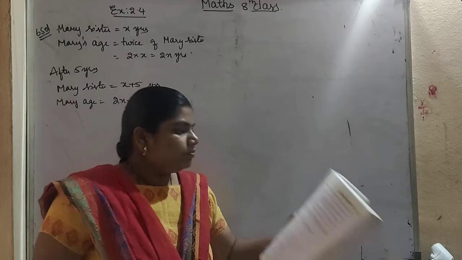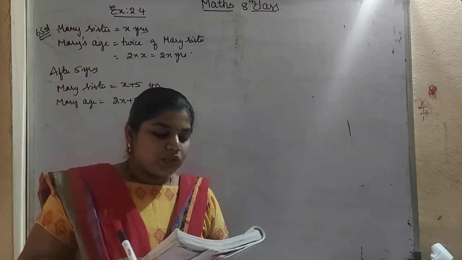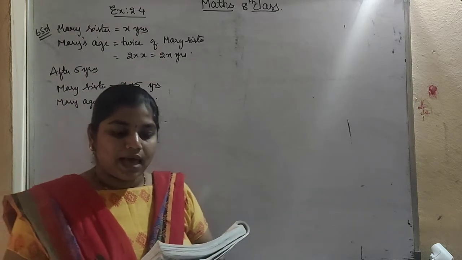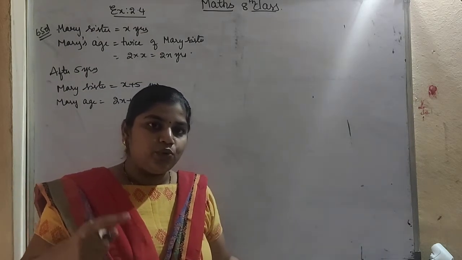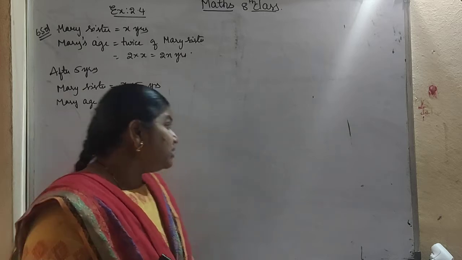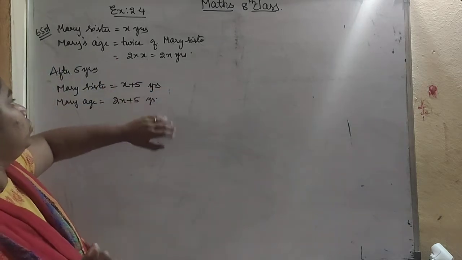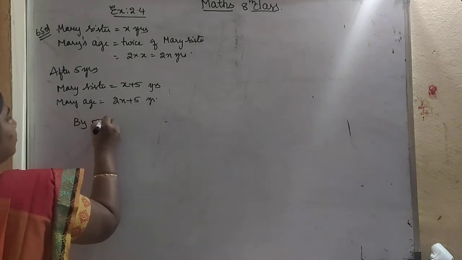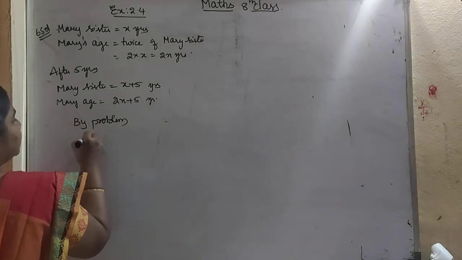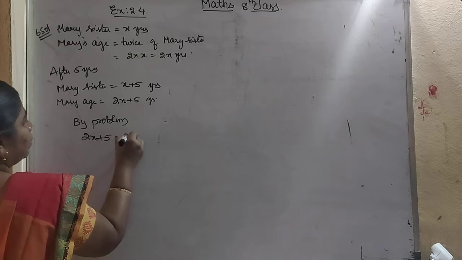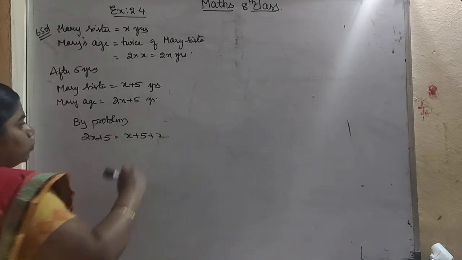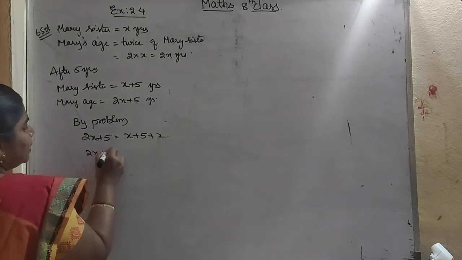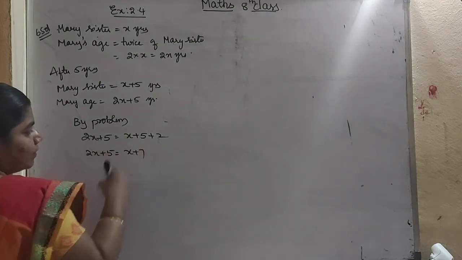So what did they tell? Mary is twice older than her sister. In 5 years time she will be 2 years older than her sister. She will be 2 years older than her sister, means we have to add plus 2 to the sister's age. So by the problem we can write, 2x plus 5 equals x plus 5 plus 2, because 2 years older. So that is 2x plus 5 equals x plus 7.